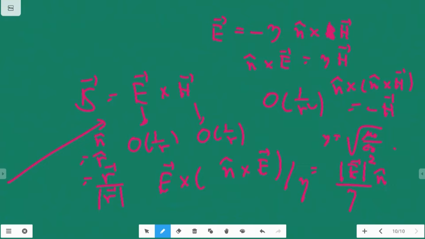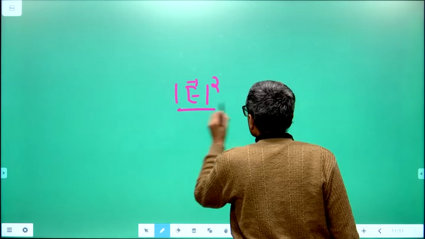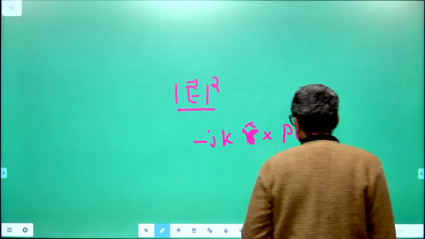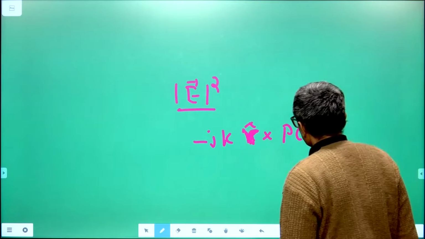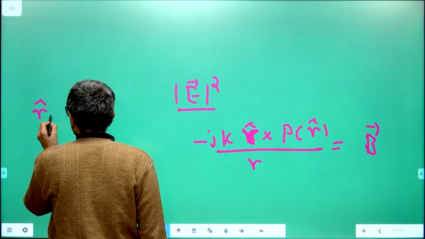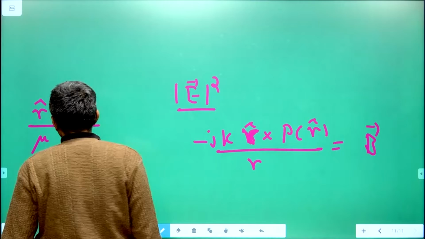So, if you integrate over the surface, you have expressed what mod E square is. Mod E square is calculated in terms of, just remember, minus j k n cap cross p of r cap. Let us use r cap instead of n cap. So r cap cross minus j k r cap cross p of r cap divided by r. This is the magnetic field in the far field zone, and your electric field is r cap cross B divided by mu into j k, minus j k divided by j omega epsilon, right.